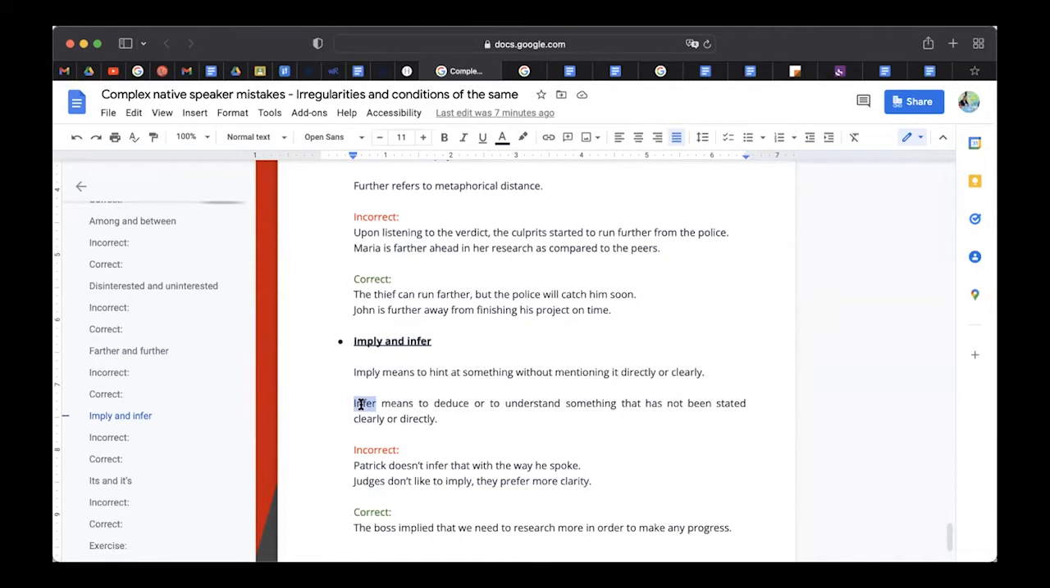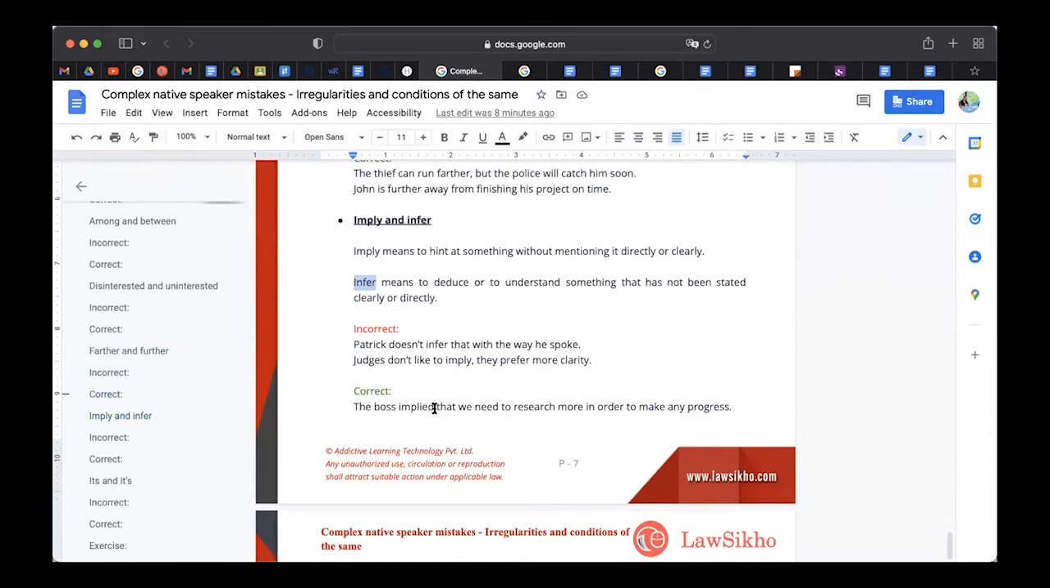All of the topics that I'm talking about here are native speaker mistakes. That means people even at a much higher level make these mistakes. So please do not use imply and infer interchangeably, because infer essentially means to deduce something or to decipher something that has not been stated clearly or directly. When you're understanding that, that is inference. When you're doing that from the perspective of not saying something, that is when you imply something.